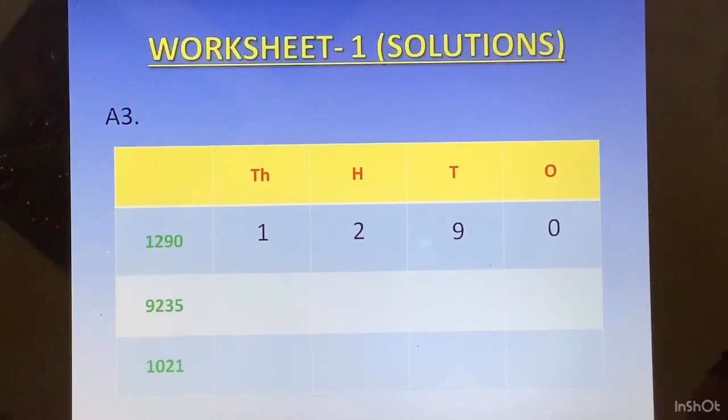Similarly we will fill in digits for the next number. 5 in the ones place. 3 in the tens place. 2 in the hundreds place. And 9 in the thousands place. Last number is 1021. So we'll take the digit 1 and fill it in the ones place, 2 in tens place, 0 in hundreds place and 1 in the thousands place. Now this brings us to the end of the solutions of worksheet 1.